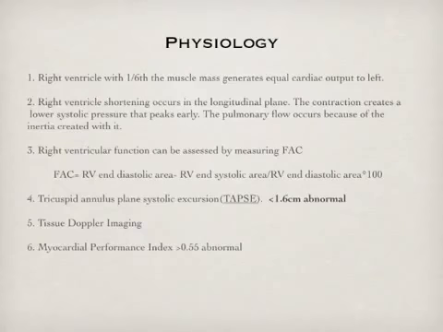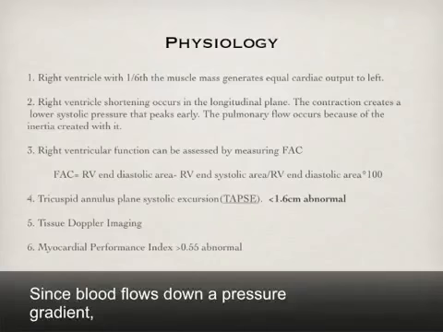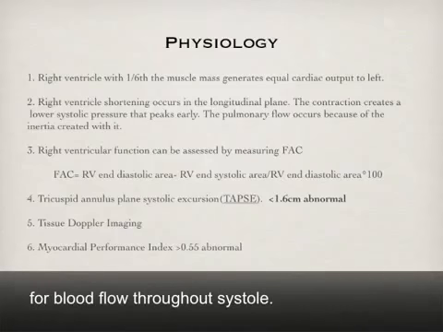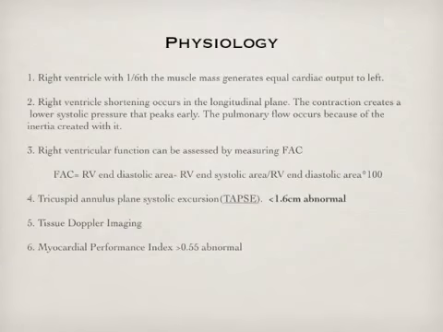Despite only having 1/6 of the muscle mass of the left ventricle, the right ventricle generates equal output to the left. Right ventricular shortening occurs in the longitudinal plane. The contraction creates a lower systolic pressure that peaks early. Since blood flows down a pressure gradient, this early systolic peak pressure sets up the gradient for blood flow throughout systole. The pulmonary flow occurs because of the inertia created with it.